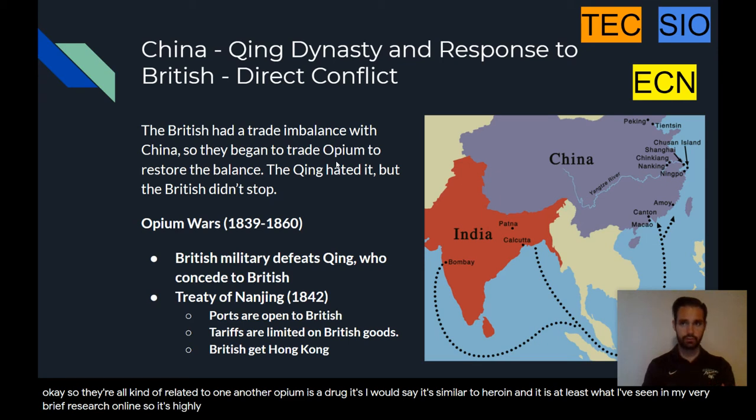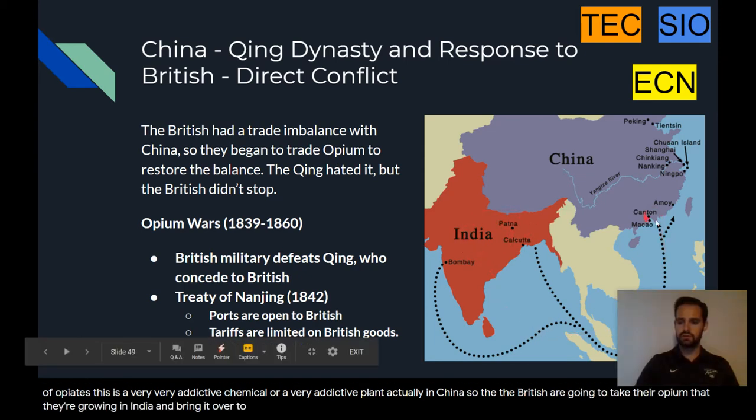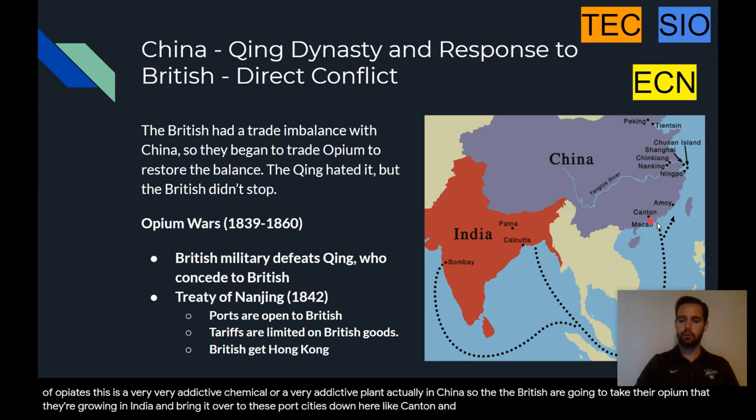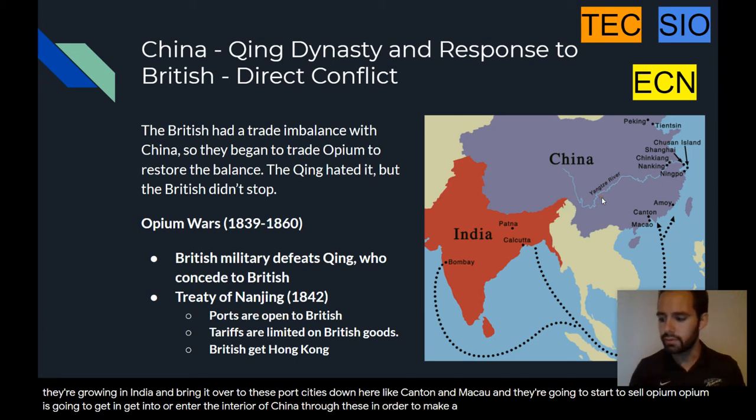Now, usually what happens with opium is that you light it and there's a special pipe and you smoke it, and that is how you feel the effects of opium. This is a very addictive chemical, or very addictive plant actually, in China. So the British are going to take their opium that they're growing in India and bring it over to these port cities down here like Canton and Macau, and they're going to start to sell opium. Opium is going to enter the interior of China through these Chinese traders who are willing to do this in order to make a little bit of money.